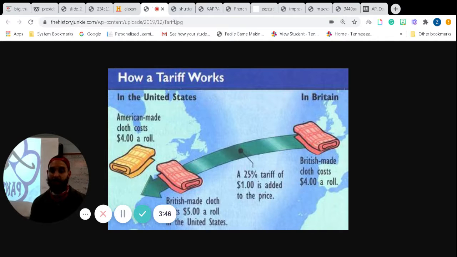We also talked about the tariffs from yesterday. Once again, pretty much British goods are a little bit cheaper or better quality than American goods. If it costs the same, Americans typically favor buying British goods.